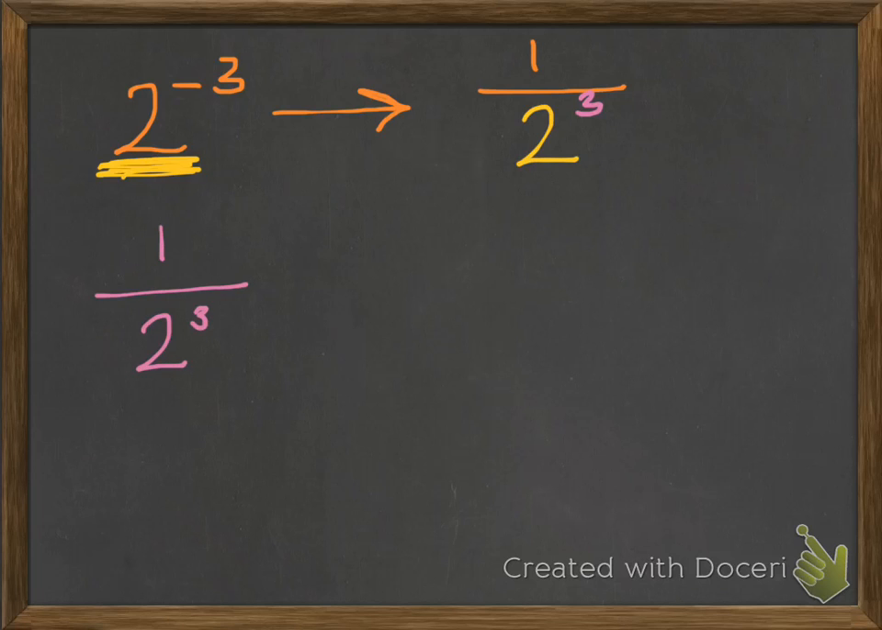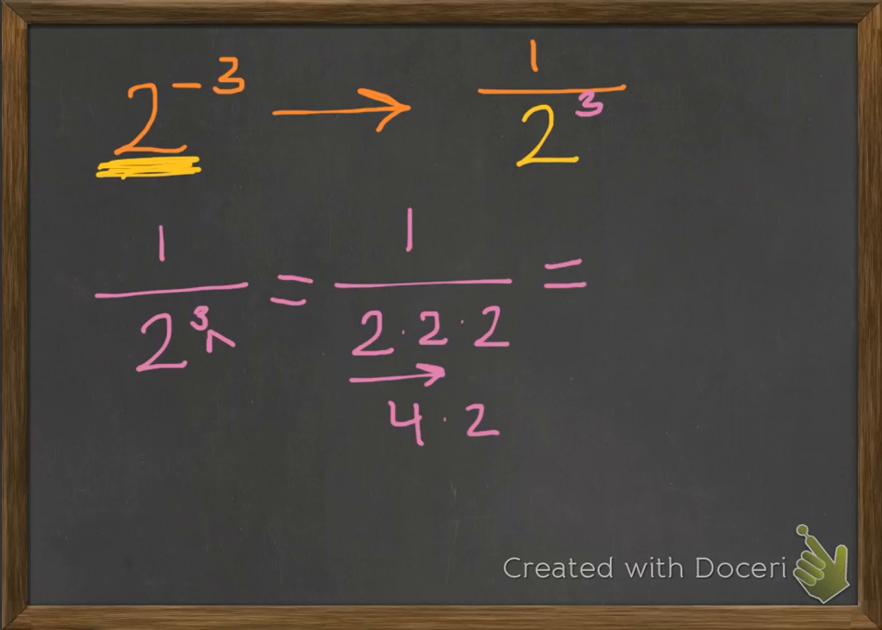If you were asked to evaluate that or simplify it, all that means is multiply out these 2's. So 1 over 2 to the third is the same as 1 over 2 times 2 times 2, because remember, the exponent just represents how many times you multiply the base by itself. So 1 over 2 times 2 times 2. 2 times 2 is 4, times 2 is 8. So this whole thing is equal to 1 over 8.